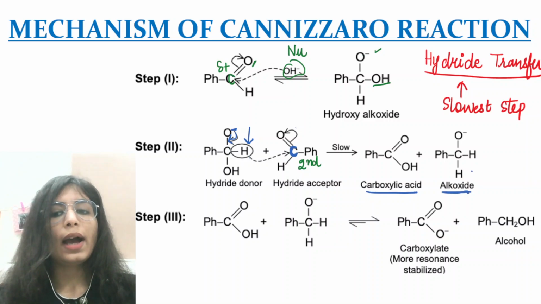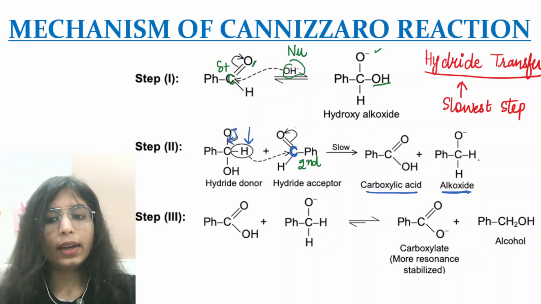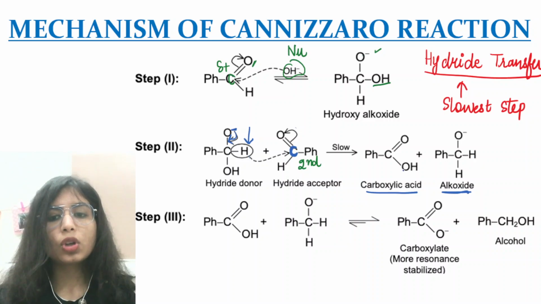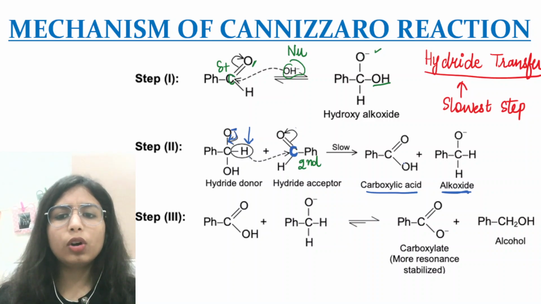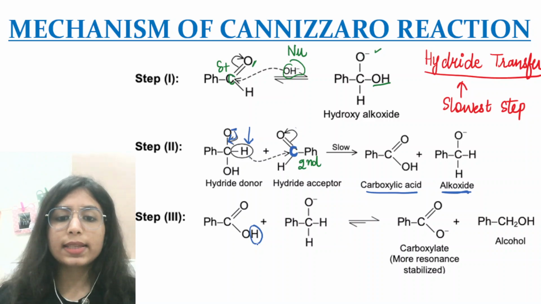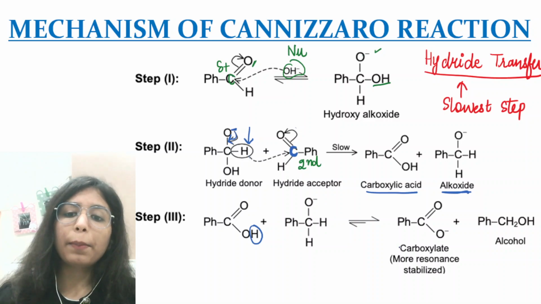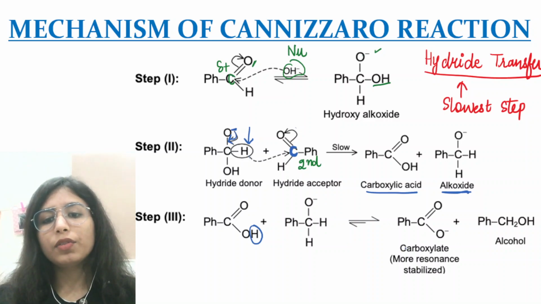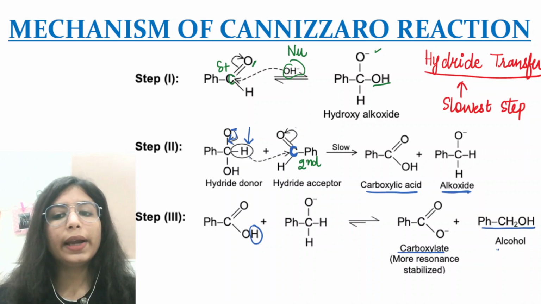Now you know that amongst an acid and an alcohol, the most acidic is the acid, right? Because we know that the resonating structure of carboxylic acid is more stable as compared to the alcohol after losing a hydride, right? So the third step would involve the exchange of protons. This proton which is attached to this acidic part will get transferred to this O negative part. So this would be the carboxylate, which is PhCOO negative, the carboxylate ion which is more resonance stabilized, and the second product that you will be getting is the alcohol.